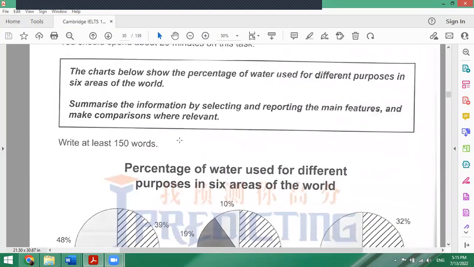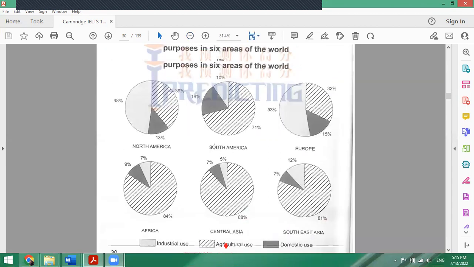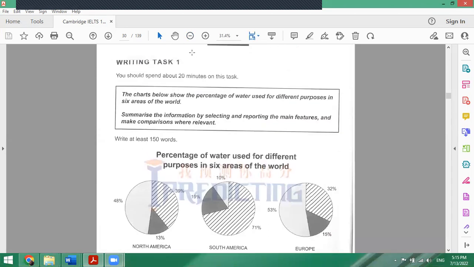And the third and the fourth paragraphs are detailed paragraphs in which you organize the information into 2 meaningful parts. So this is book 11, task 1. I'm going to explain what you should do in this task.